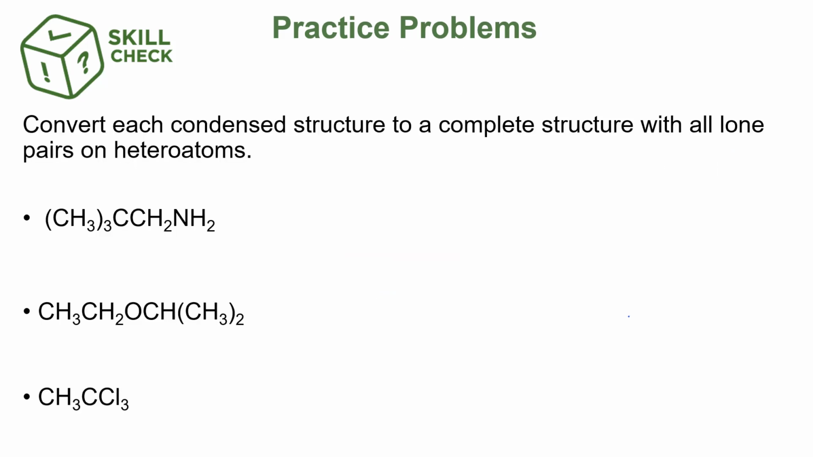All right, and then here is where we're going to do the opposite. We're going to convert them into a complete structure with all lone pairs and all heteroatoms. So we're going to show all of the bonds. So here is a C with 3 CH3s. Then I have a C that is a CH2, an N with 2 hydrogens, and that nitrogen needs a lone pair there.